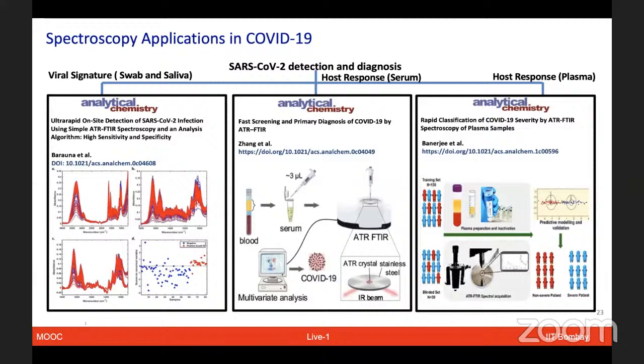But then the idea came: can we look into other ways of quick detection, various types of antigen tests, antibody tests, immunogenic assays? All that started coming up because the virus was spreading so rapidly everywhere that it was very difficult to rely on only one technology. So there was a need to look into multiple alternative platforms. Now Argo is going to talk about spectroscopy-based applications for COVID-19.